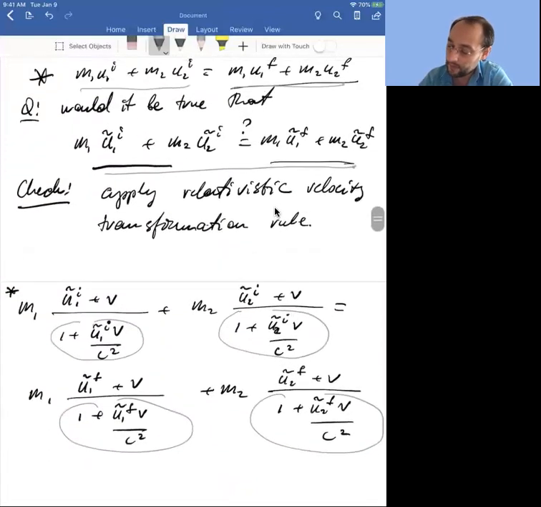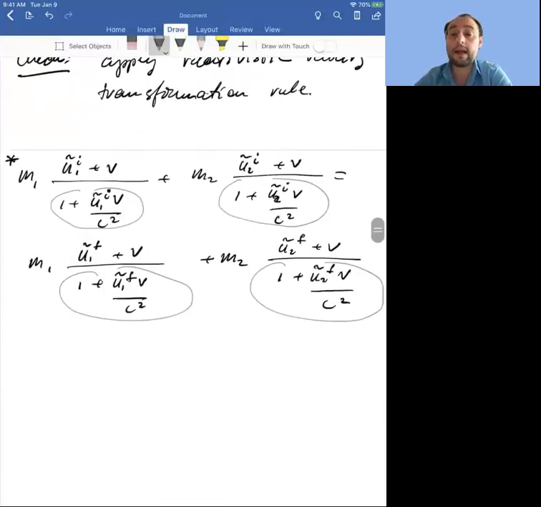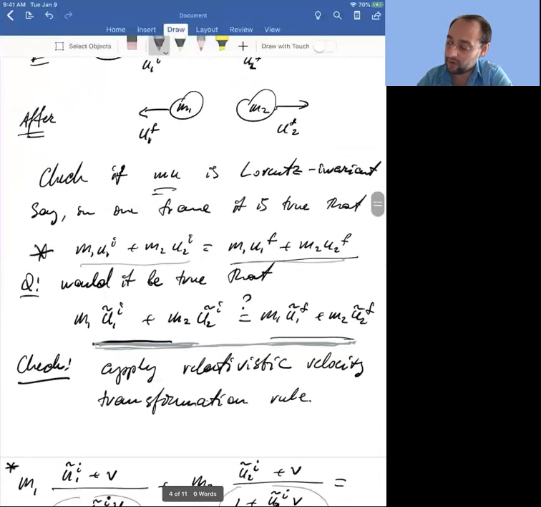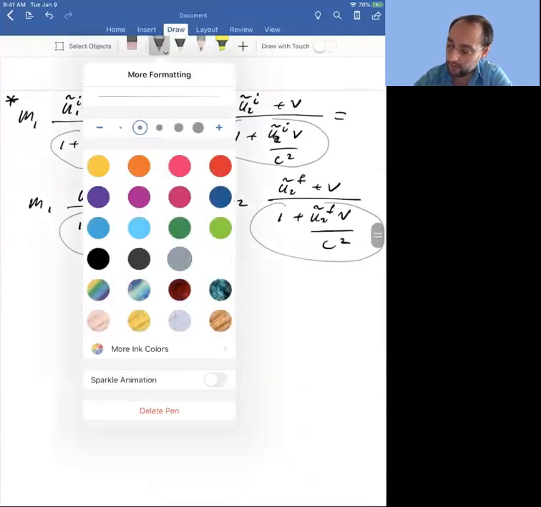the sum of the products of m times u tildes is not conserved in another frame. In other words, that sum initially is not the same as the sum finally because of these denominators. Without the denominators, the statement would be true. So I need to fix my definition of momentum. So mu does not work.